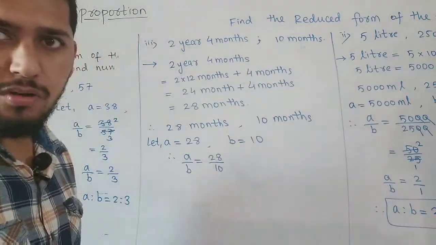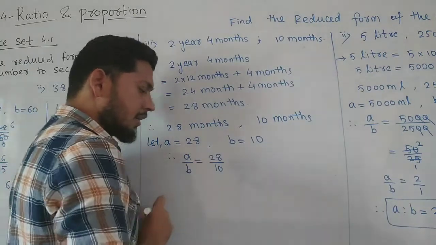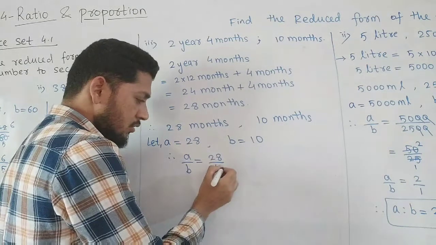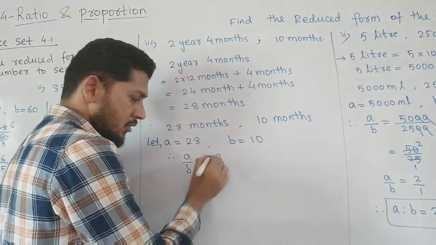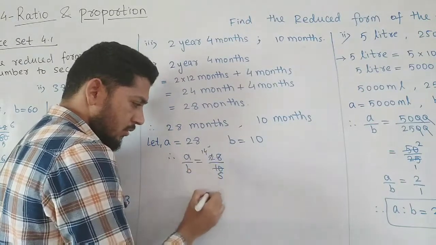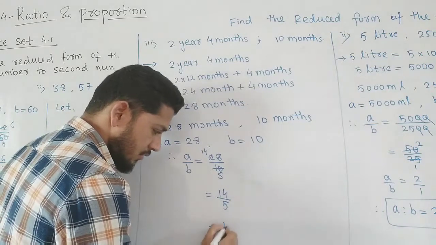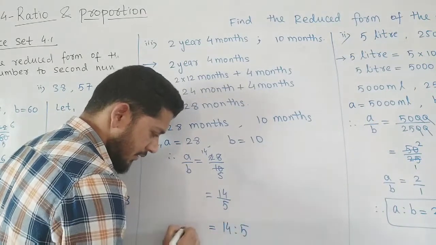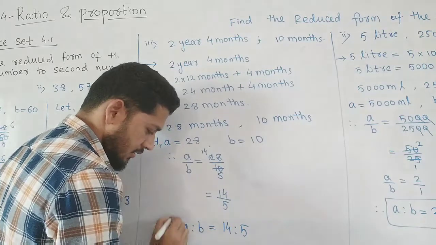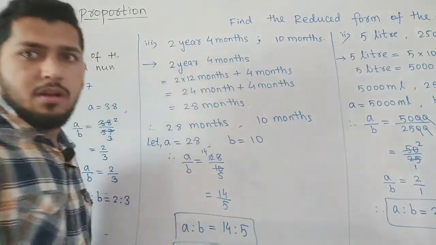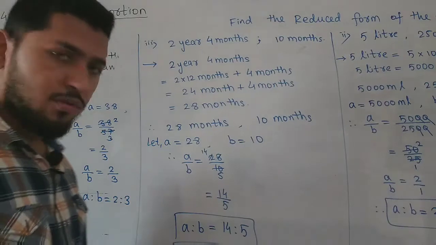Now we can divide these two numbers, these two quantities will come in the two table, even number है तो 2 से डिवाइड करें, 2 5 10, 2 1 2, 2 4 8, what will give you 14 upon 5, okay, therefore which is equal to 14 is to 5. So this is the answer, a is to b. Understood? So answer would be 14 is to 5.